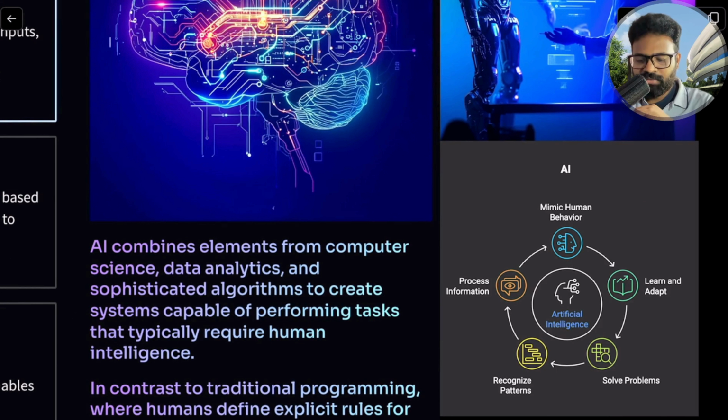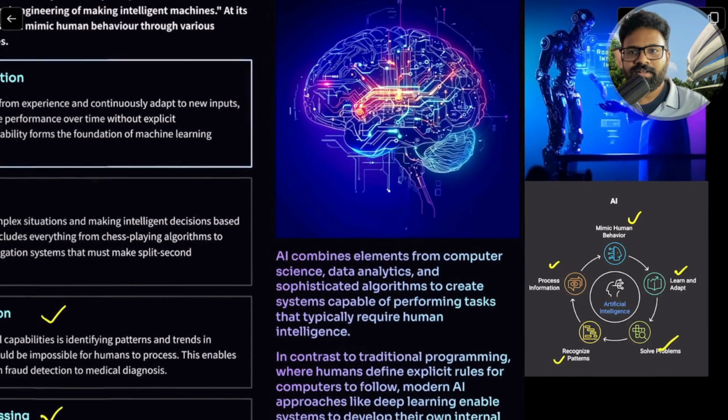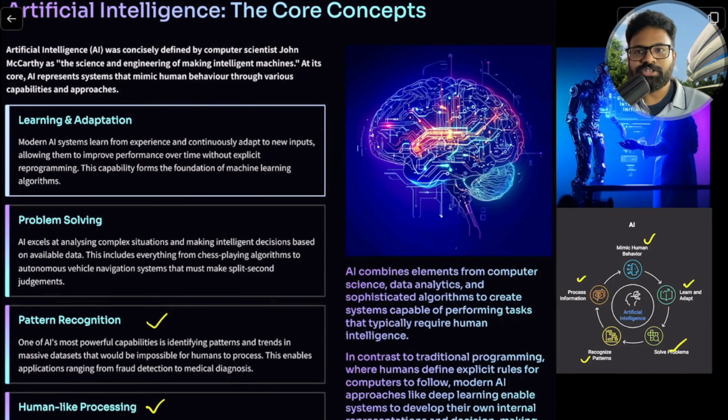So what does it do? It can mimic human behavior because it's able to adapt on its own. It can communicate. It can process on its own. It can learn and adapt, which we saw, and then solve problems, recognize patterns, and so on. Process information, and all these things we are able to do with the help of artificial intelligence on its own. We are just going to give the input, it is going to process and give the output, and then we are going to proceed with the ongoing tasks.